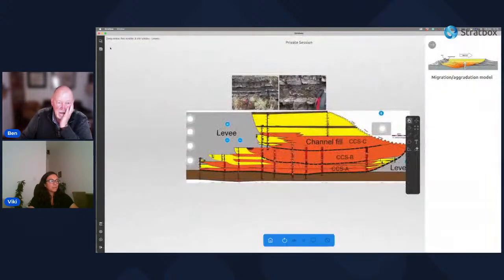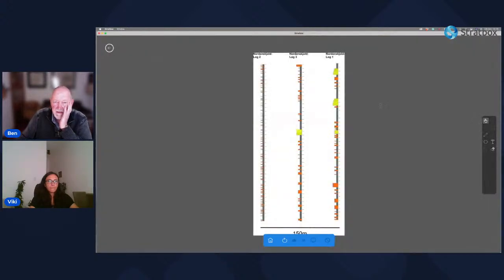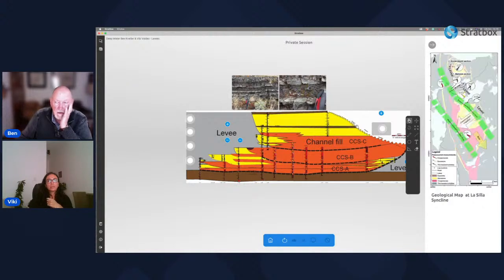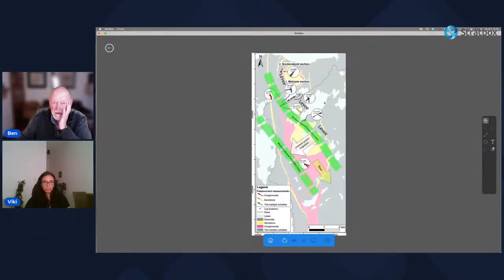But something that we usually see is that the levee sediments thin and fine away from the channel, and the overall net to gross decreases. So that gives you a pretty good clue as to which direction the channel is in. In this case, obviously the channel is over to the right, and the levee is thinning and fining off to the left. And that's how we can tell that this levee here is related to this channel.